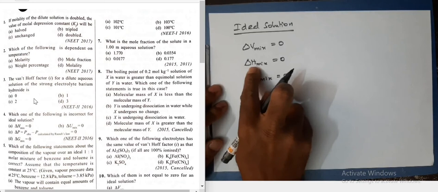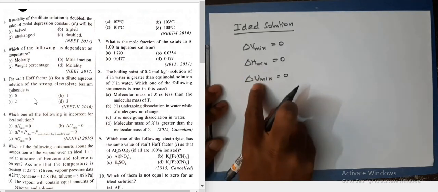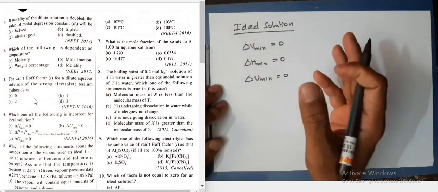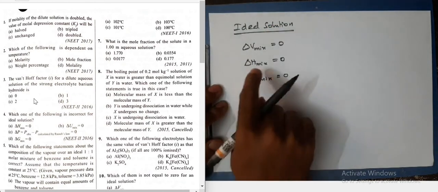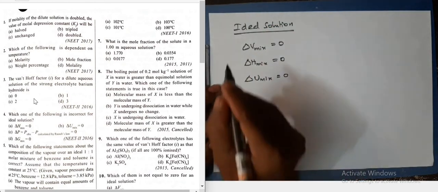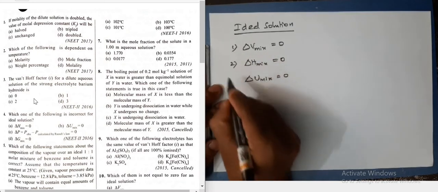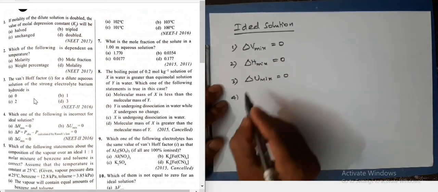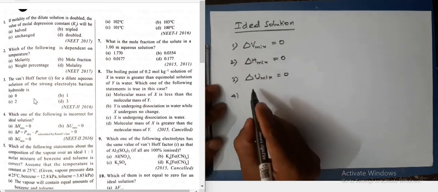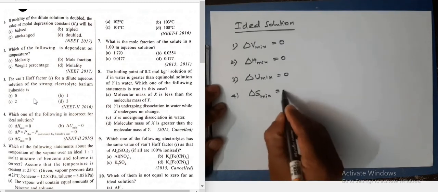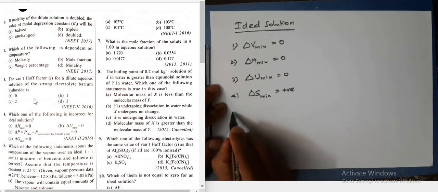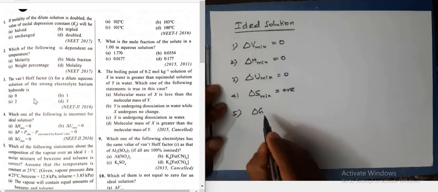Delta H means change in enthalpy. Delta U means change in internal energy. For solid and liquid, delta H and delta U are almost equal. Therefore, those values are 0. Okay. Then third one. Then fourth one, delta S mixing. You all know that. Delta S mixing should be positive. And delta G mixing should be negative.